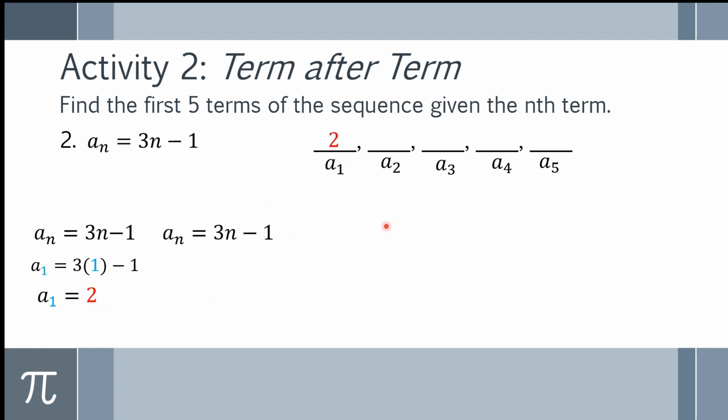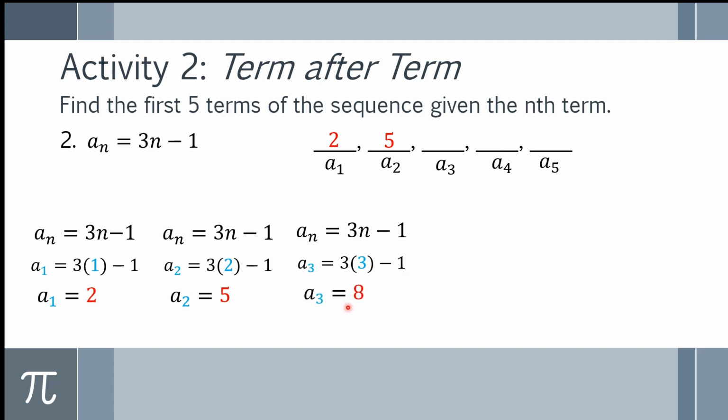Next, we will find a sub 2. So we will change n by 2. So we have 3 times 2, that is 6 minus 1. It gives us 5. So our second term is 5. Next, for our third term, we will change the value of n by 3. So we have 3 times 3, that is 9 minus 1. A sub 3 is equal to 8. So that is our third term.